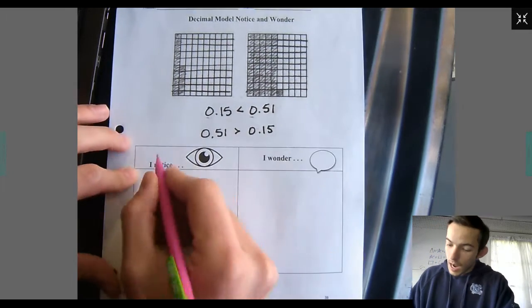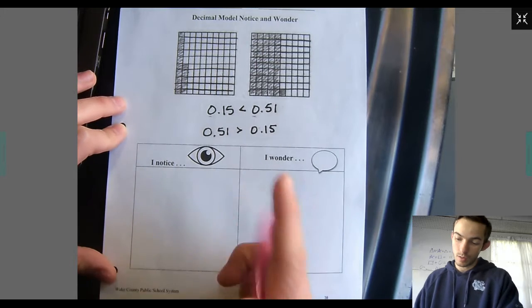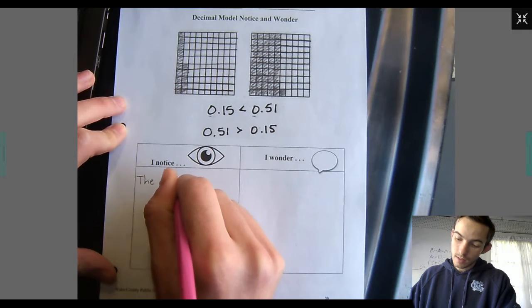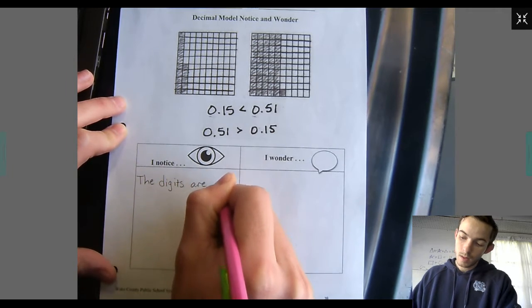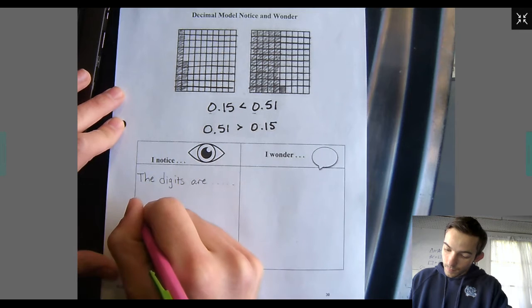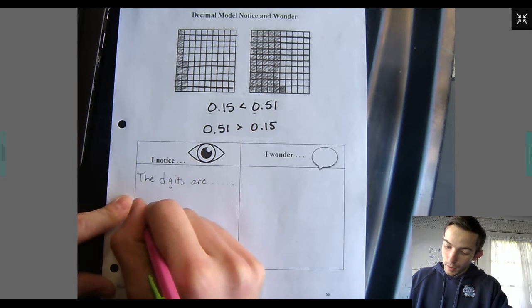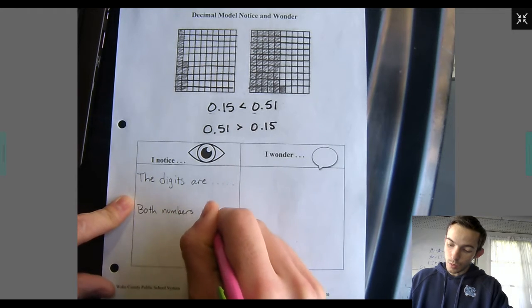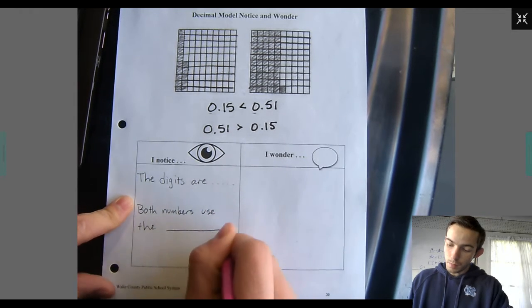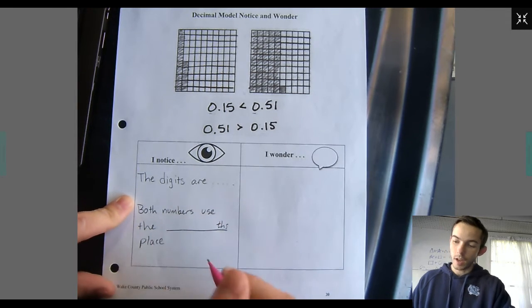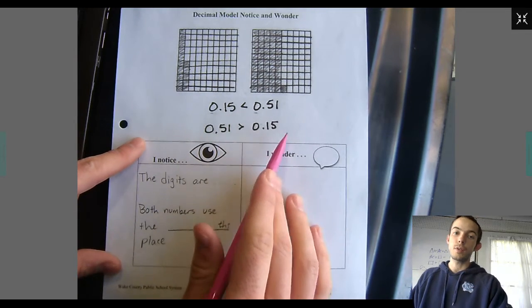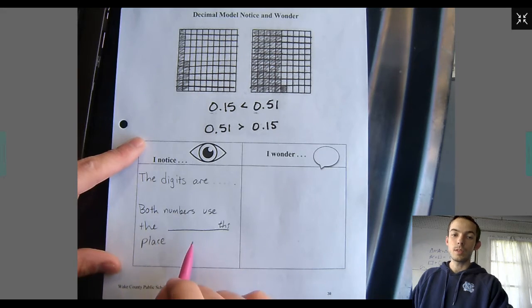So down here, I want students to write down what they notice, okay? So here is something that you could do in the beginning. The digits are blank. Both numbers use the blank place. Okay, so what I'm looking for here, the digits are both 1 and 5 being used, but in different order. And then both numbers use the ones place.